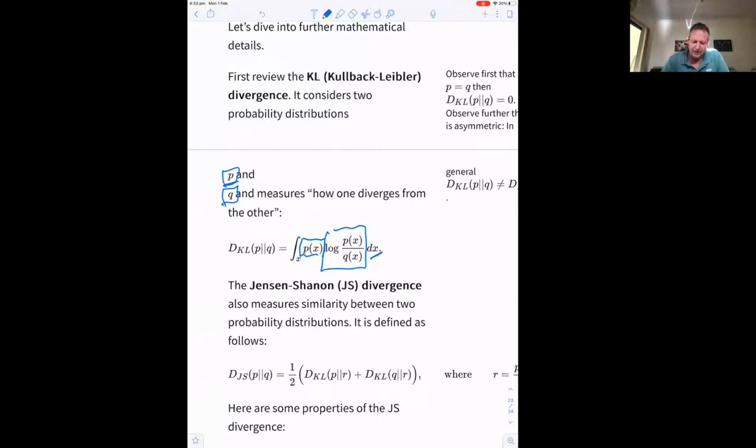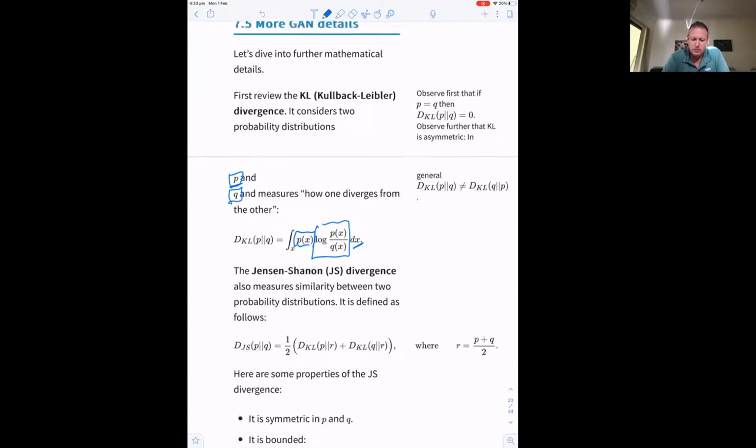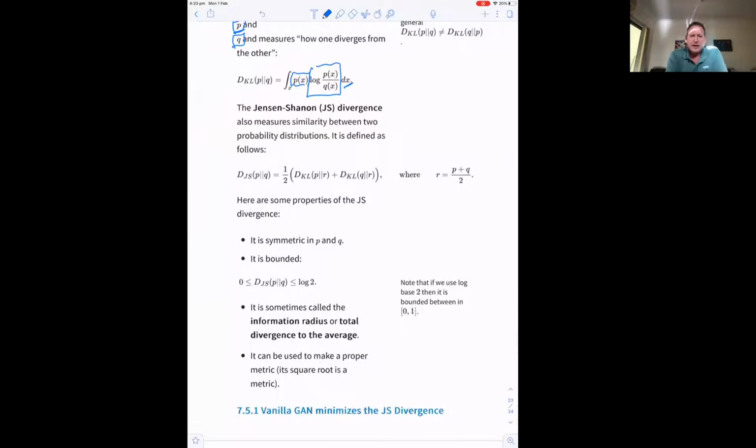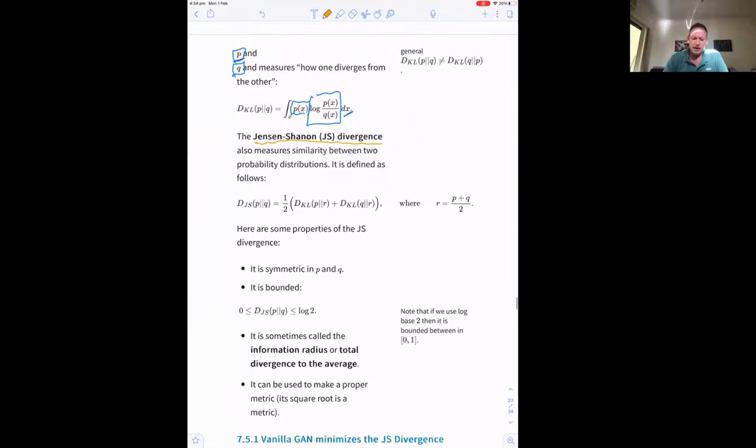This X here can be an integral, because this X is high dimensional, on all the features, say, all the pixels, if you like. So that's one thing to keep in mind. Now, you've used this before for different things, but we're going to use it now to define something called the Jensen-Shannon divergence, which is not treating P and Q in an asymmetric manner.